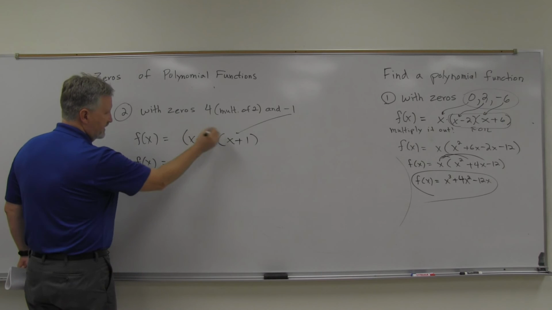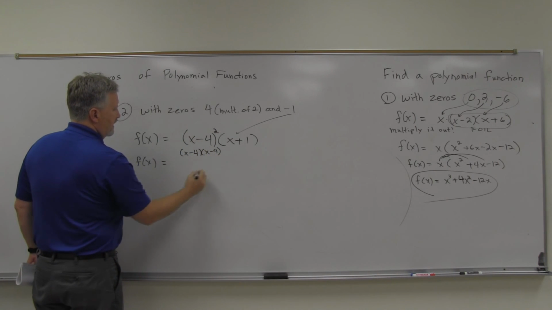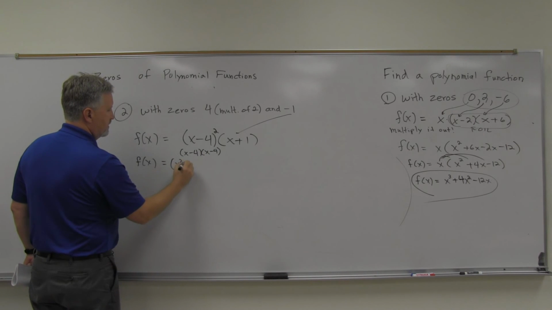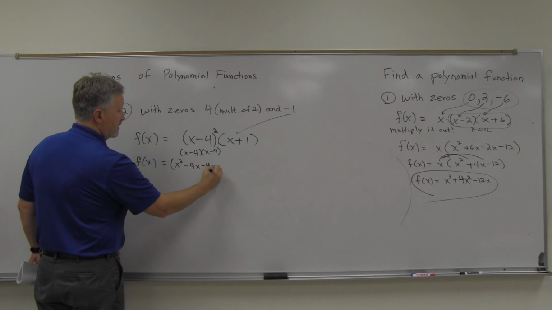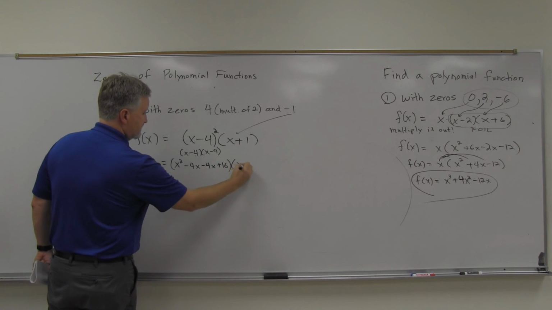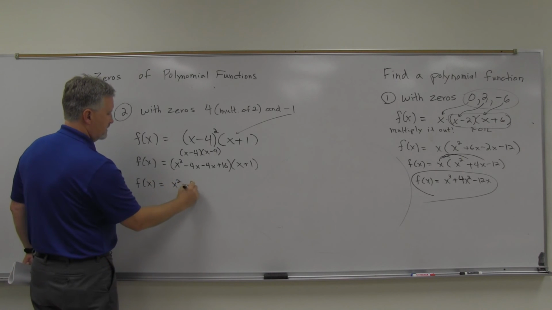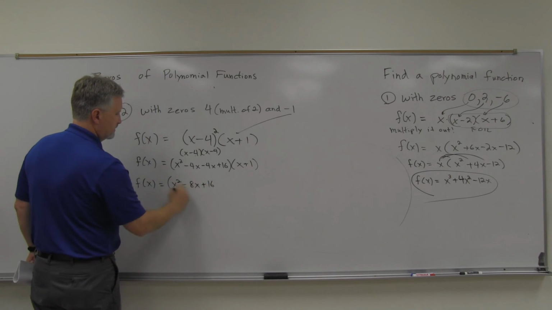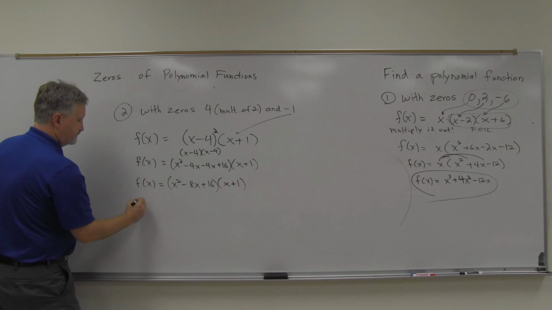All right, so again, if you want that, square it out. Write it out twice, so that'd be x squared minus 4x minus another 4x plus 16, times x plus 1. So that's x squared minus 8x plus 16. You combine the two in the middle, times x plus 1.